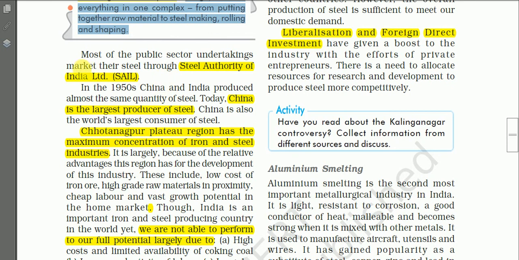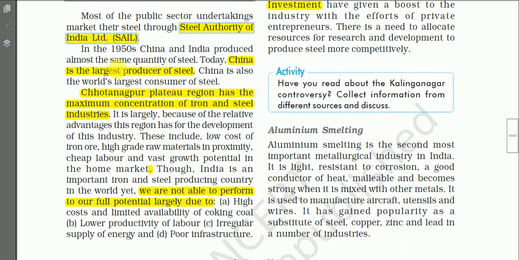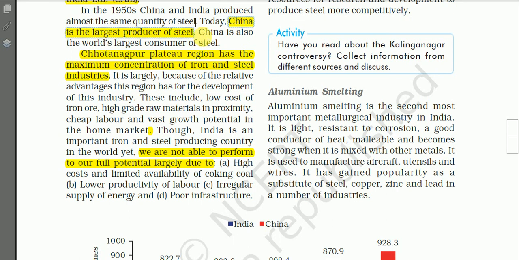In the case of India, most of the public sector undertakings market their steel through the Steel Authority of India Limited, SAIL. So the marketing of steel is done by SAIL. About production, in the year 1950, China and India produced almost the same quantity of steel. But today, China is the largest producer of steel in the world, and China is also the largest consumer of steel in the world.